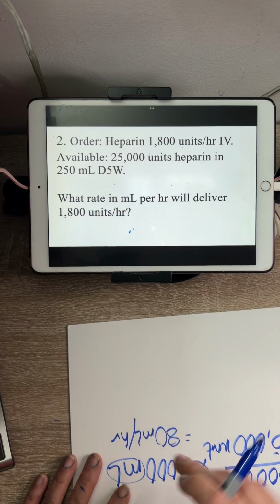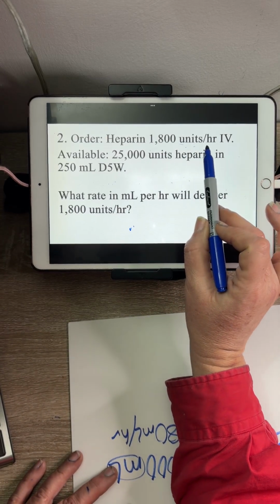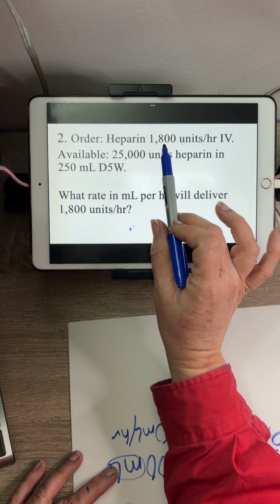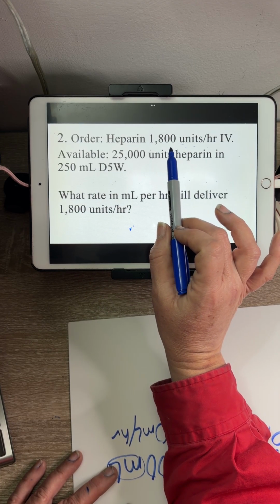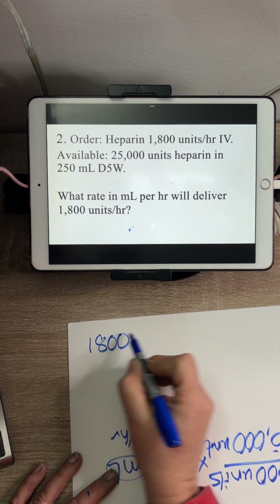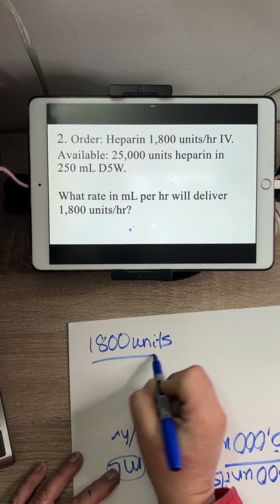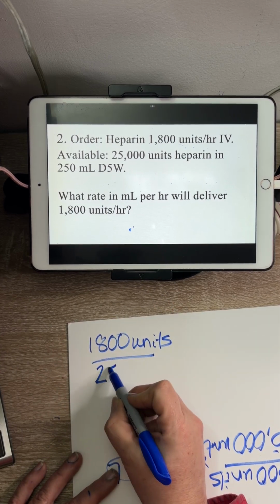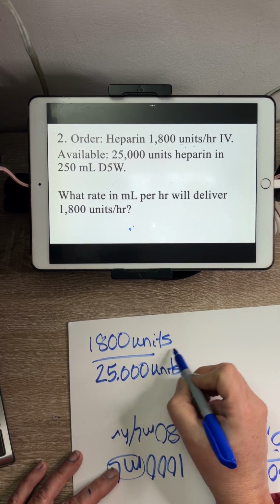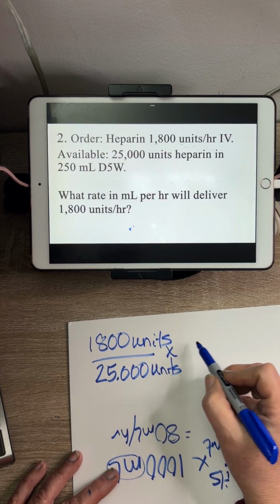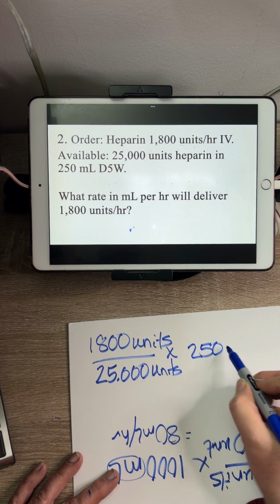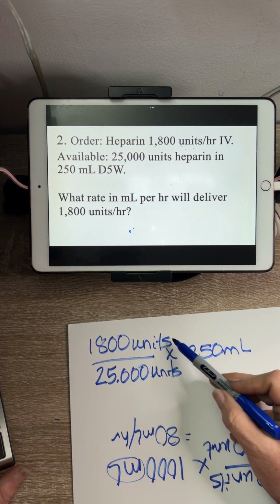So the order is for heparin 1,800 units per hour. And available, we got 25,000 units in 250 milliliters. Who wants that? That's right, Mr. Man. So what he wants is 1,800 units. And what we have, 25,000 units. And look, I'd write the word out just so Ethel doesn't get her bloomers in a twist. And how does the 25,000 come? In 250 milliliters. And so here we go.